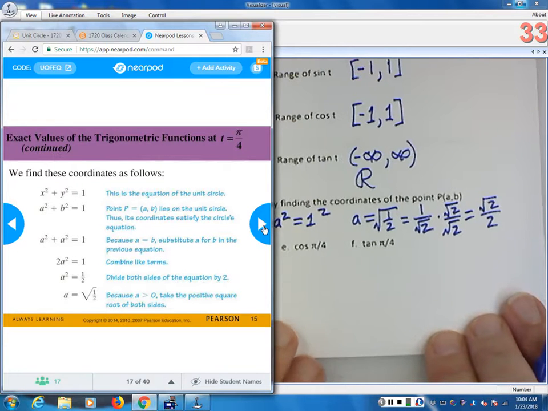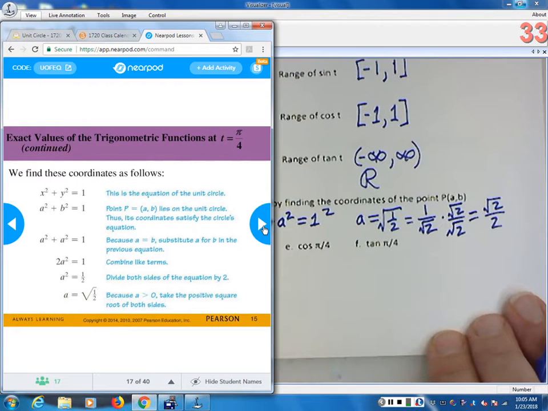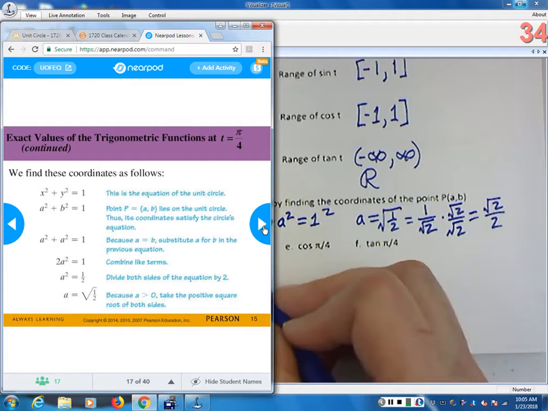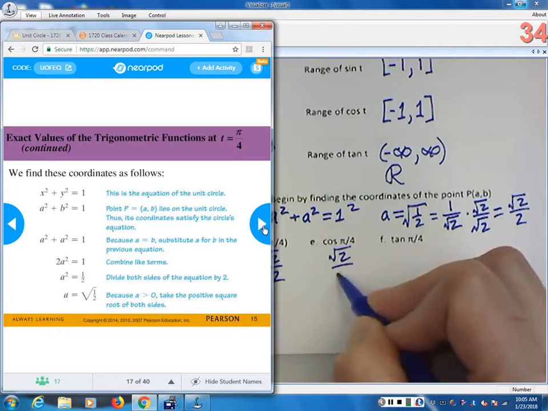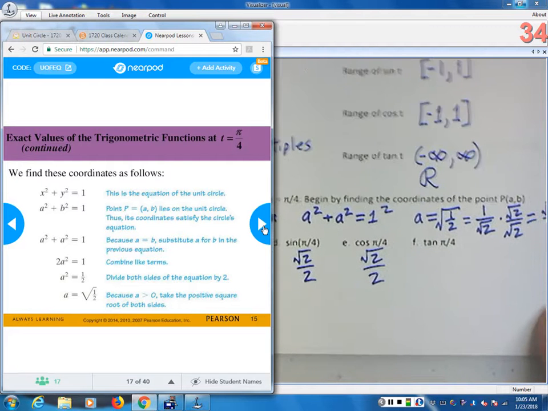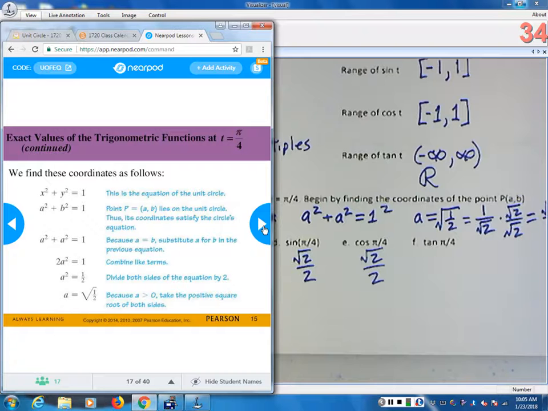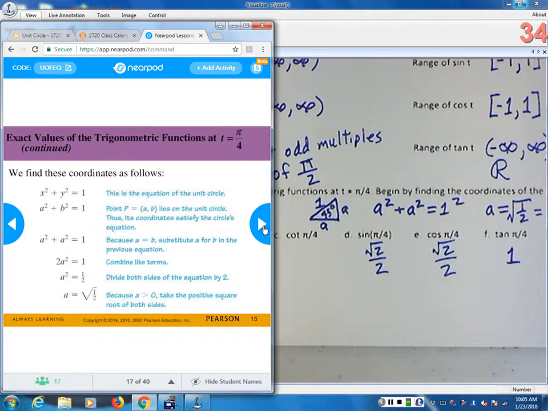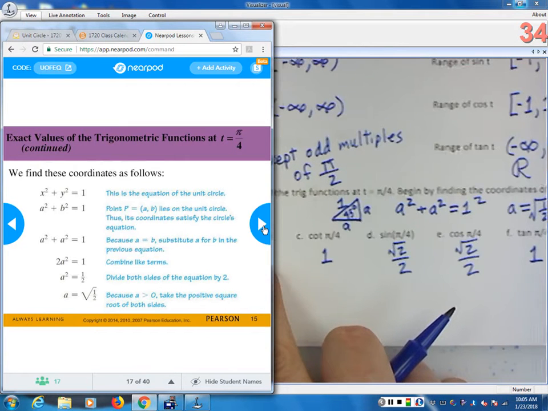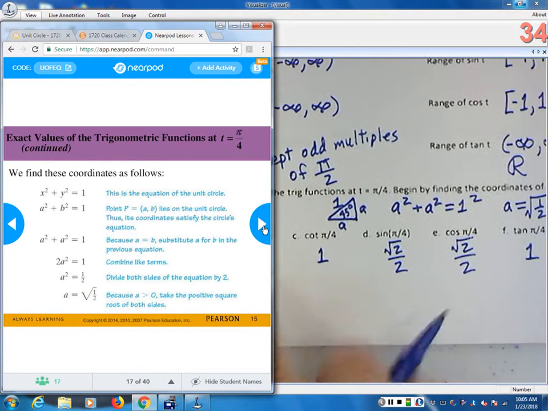So sine and cosine of pi over 4 are square root of 2 over 2. And then you can find the rest. You put those over each other to find tangent. That's 1. I have it worked out on the filled-in notes. Cotangent is 1 over tangent, which is 1. Secant is 1 over cosine, 1 over that, which ends up being the square root of 2.